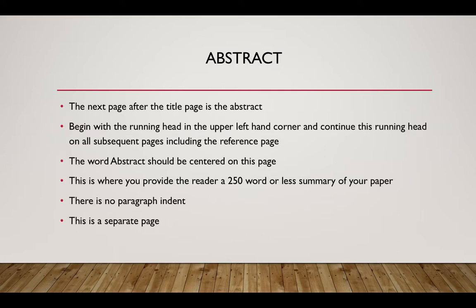The next part would be the abstract. This page comes immediately after the title page. You again begin with the running head in the upper left-hand corner, and you continue this again on all subsequent pages, including the reference page. The word abstract should be centered on this page, and this is where you provide the reader with a summary of what you're going to be presenting in your paper. It should be between 150 and 250 words long, and you do not indent any type of paragraph. And again, this is a separate page.